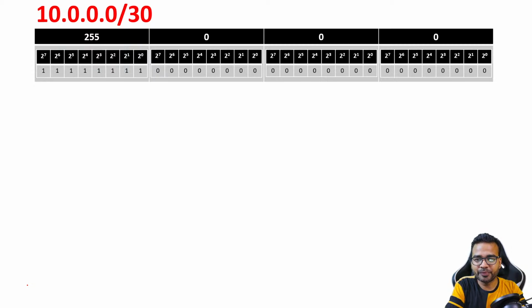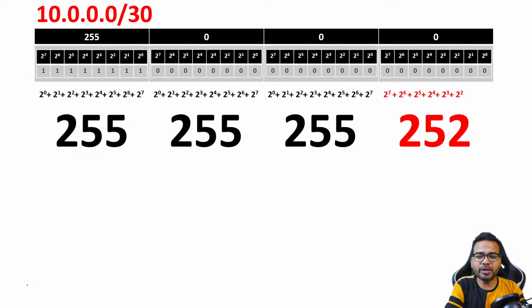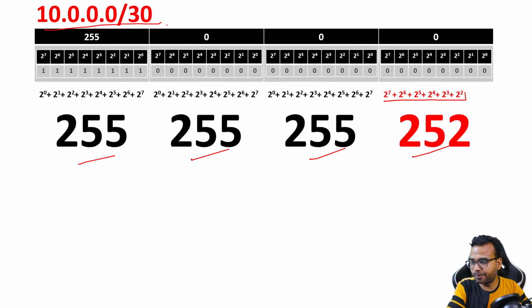Okay, no problem. The correct answer will be 255.255.255.252. See, if you calculate these 6 bits, you will get 252 here. So this is going to be the subnet mask of this IP address. Got it? This is the subnet mask of this IP address. Now, what is the next step?